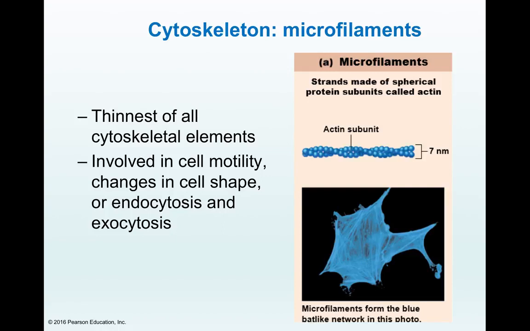Where we can find microfilaments, as you can see in this picture, is that they spread out through the cell. This is fluorescent microscopy that helps you identify the structures within the cell. In this case, they're highlighting the microfilaments, and you notice that they are spread pretty much throughout the cell. They have multiple functions, including a role in changing cell shape, the process of endocytosis and exocytosis, and movement of the cell throughout the organism.